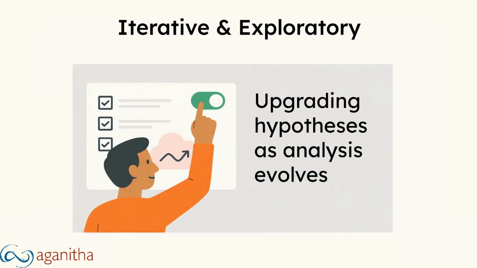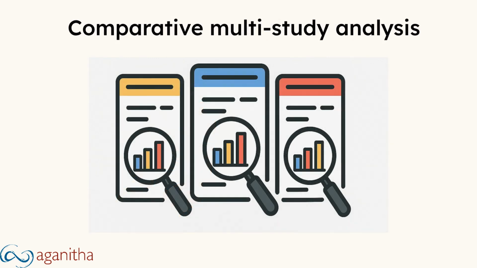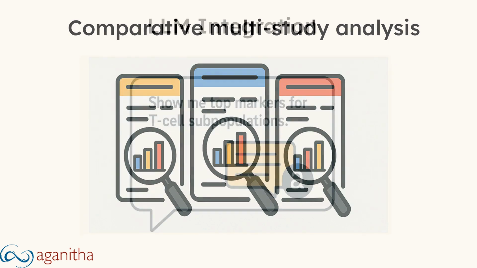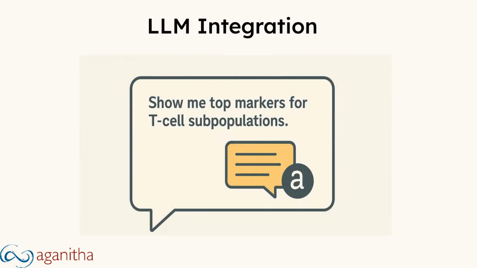Second, it's iterative and exploratory. Because science isn't linear, DISTILL lets you test ideas, explore leads, and revisit previous analysis without starting from scratch. Third, it is meta-study ready. DISTILL makes it easy to integrate and compare across studies and cohorts, so your insights don't stop at a single dataset. Fourth, DISTILL features next-generation LLM integration.